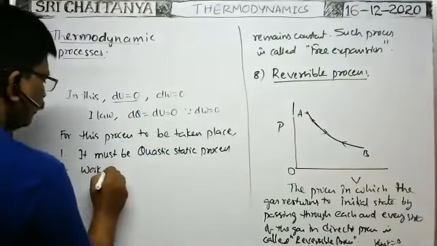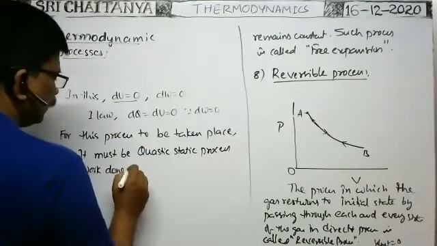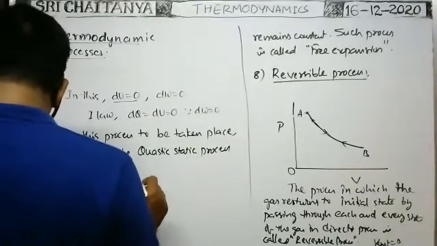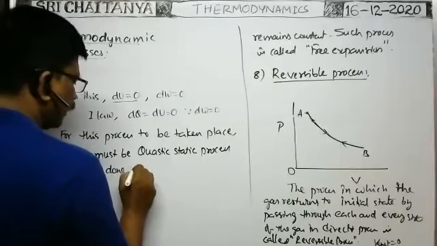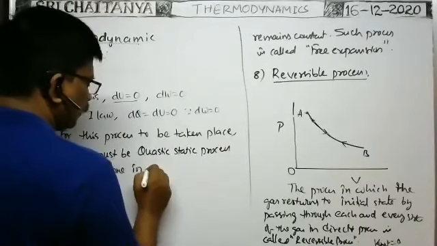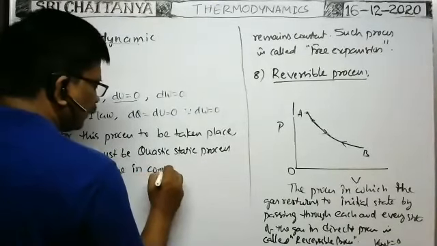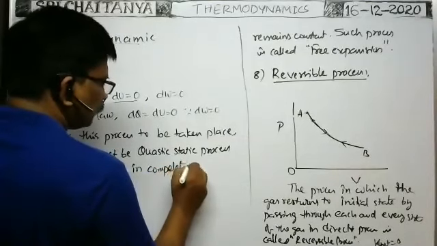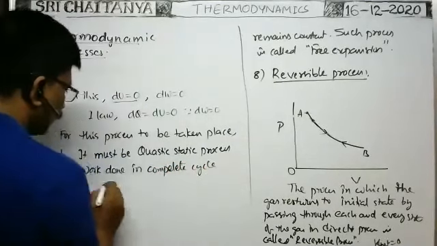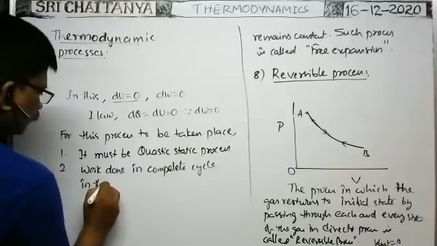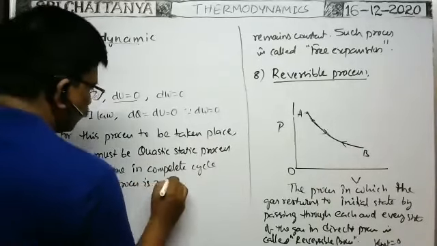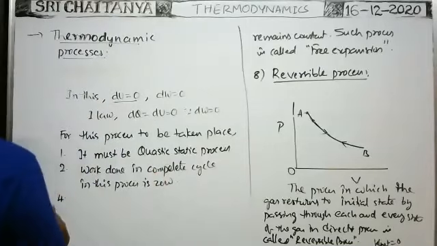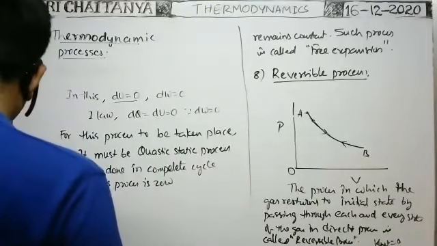Okay. Work done in this cyclic process is zero. Work done in the complete cycle in this process is zero.